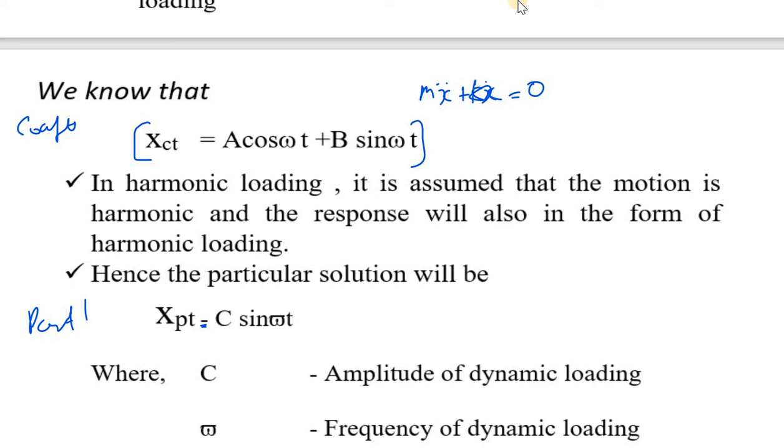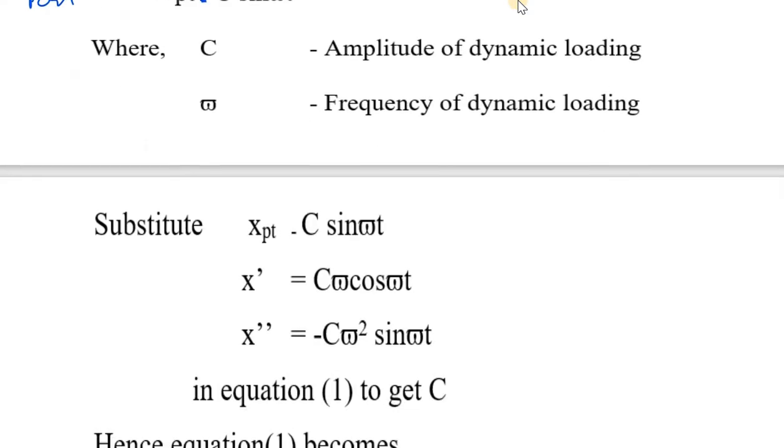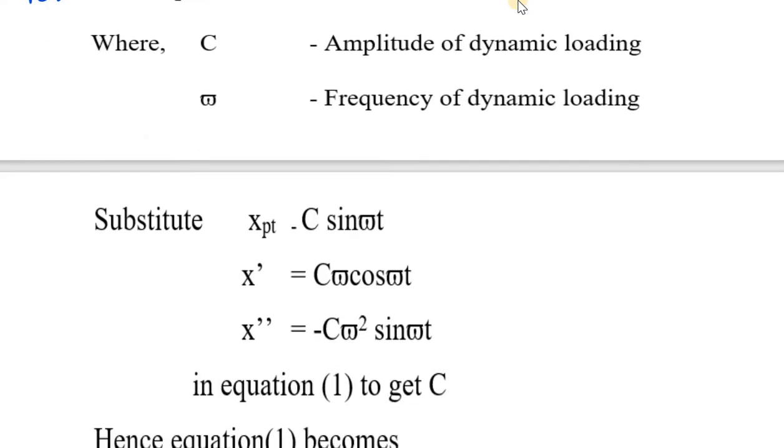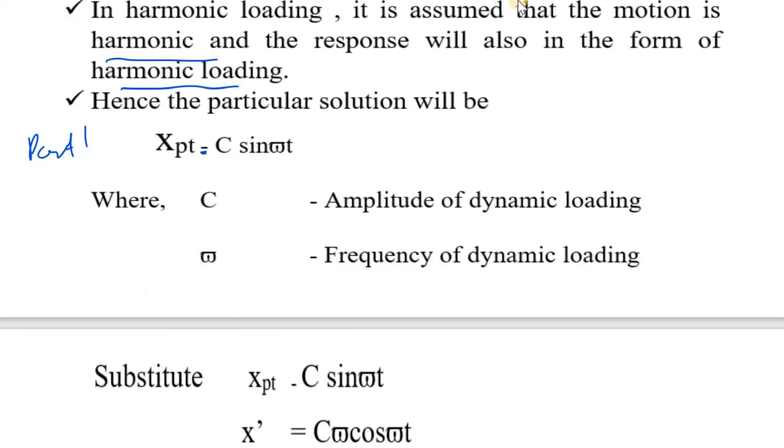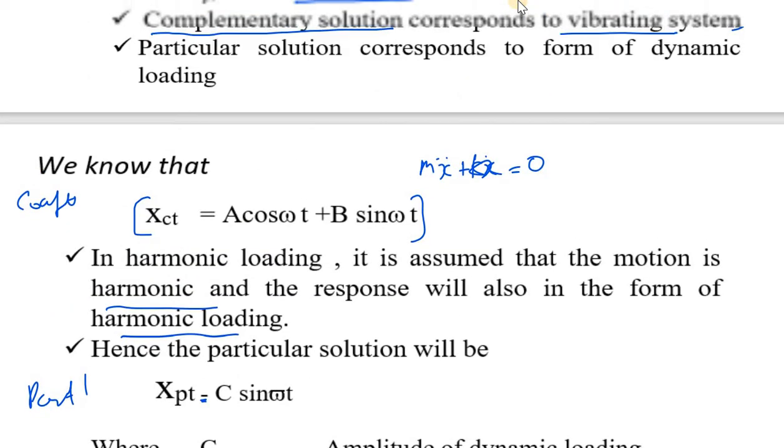In harmonic loading it is assumed that the motion is harmonic and the response will be in the form of harmonic loading. So you can see here, first of all we are going to find out what is xp of t. For that we have to find out what is c.